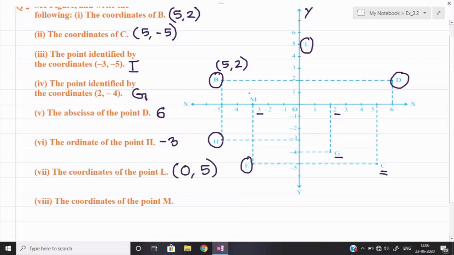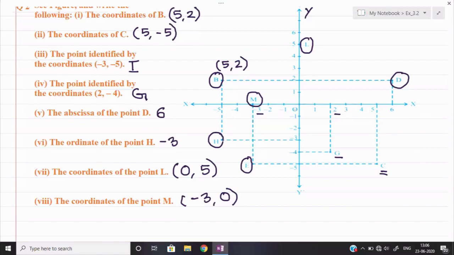Similarly, look at the point M. See, point M is lying at this place. So M lies on the x-axis, so its y coordinate will be 0. And M lies on which value here? Minus 3. So we can say that the coordinate of point M will be minus 3, 0. This is your answer. So see, question number 2, how easily we have completed.